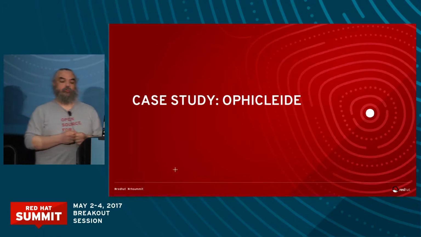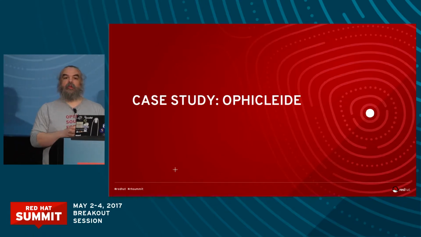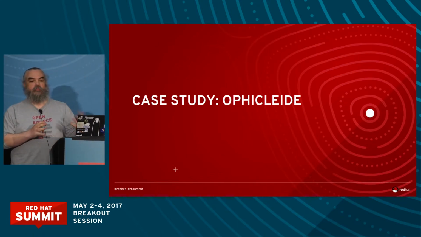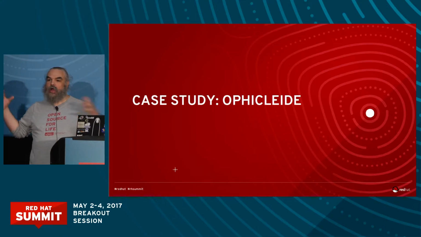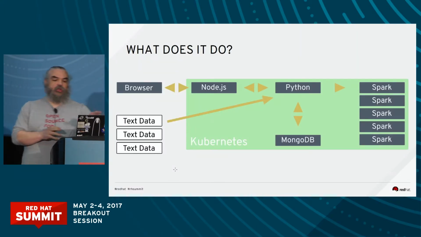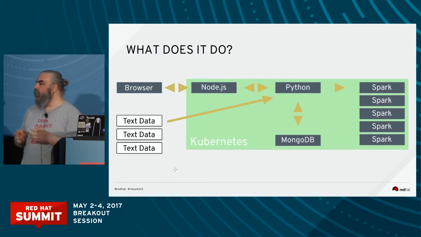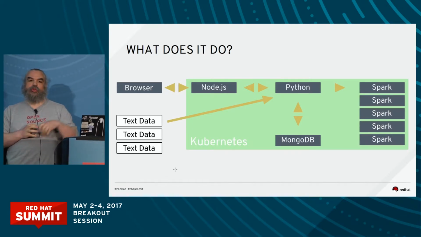Grab some Spark compute. So Ophiclide is an application that my colleague Will Benton and I put together. It's really meant to showcase this workflow. How do you bring these things together? I'll go over what it does and what the architecture looks like. So at a very high level, this application will use Word2Vec.